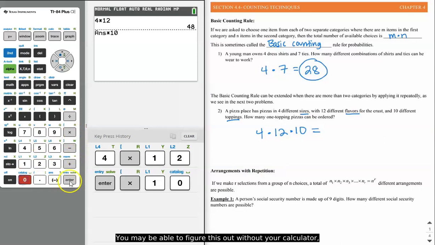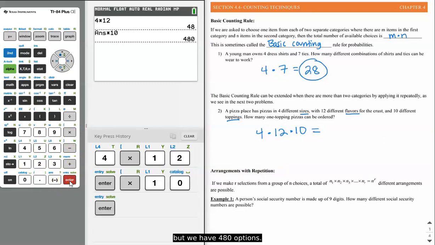You may be able to figure this out without your calculator, but we have 480 options. How many one topping pizzas can be ordered? 480. And if we let them choose 2 toppings, 3 toppings, we'd have even more, but we're just sort of starting with the basics here. So, my basic counting principle: look at the different categories, multiply the options together.